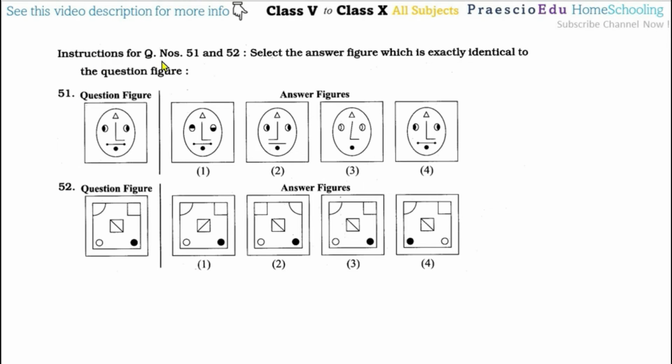Then the instruction for question number 51 and 52: select the answer figure which is exactly identical, meaning we have to look for the similar figure. For question number 51, if you compare all of these, you will find option number 4 is the similar one. Then for question number 52, option number 3 is similar to the question figure.